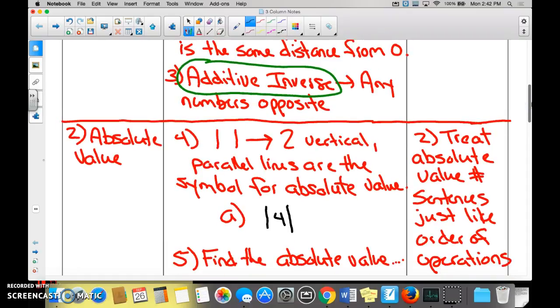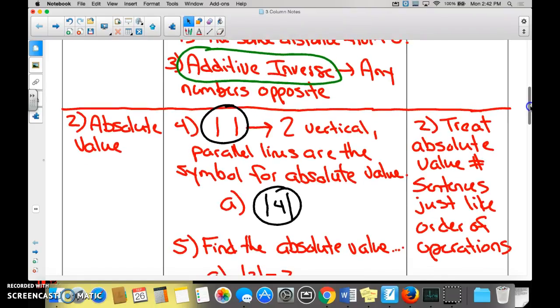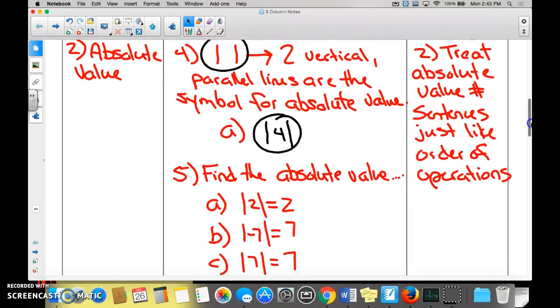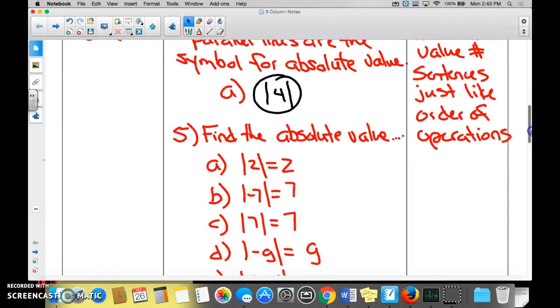This is the symbol for absolute value. So the example would be, this is the absolute value of 1, right? So 2 vertical parallel lines with a number inside is referring to absolute value. Are 2 vertical parallel lines just like parentheses? Yes. So if you were doing order of operations, you would do what's inside of those according to order of operations, right? Yes. Wonderful.